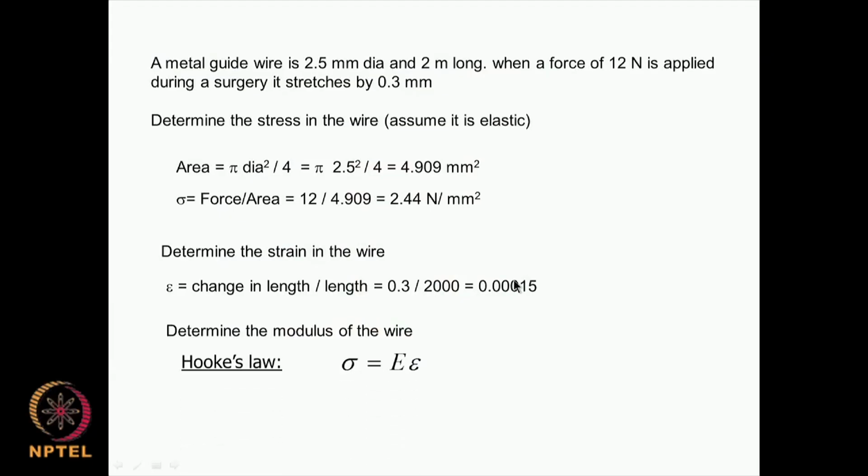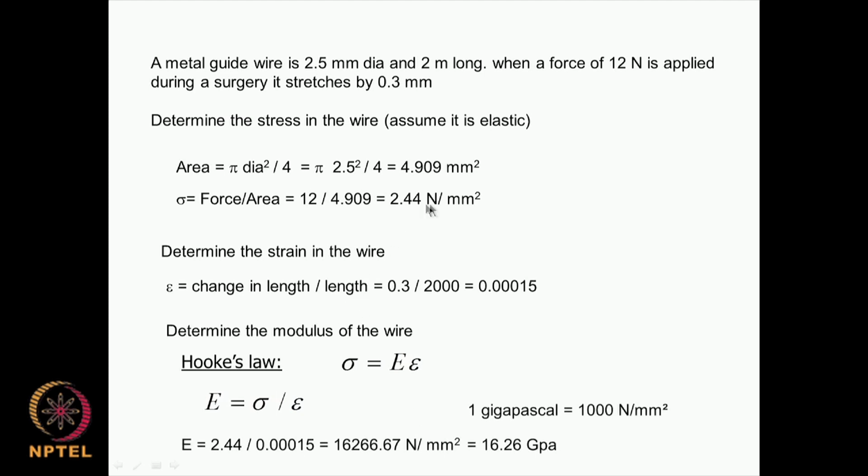Especially if it is in the elastic region, the modulus is given by stress by strain, simple. So, stress is given here, strain is given here. Okay. So, we use Hooke's law, stress is equal to strain into modulus. So, modulus is equal to stress by strain. Simple. So, 2.44 divided by 0.00015. So, the unit is Newton per millimeter square. As I said, the units of modulus or Young's modulus will be same as that of stress.